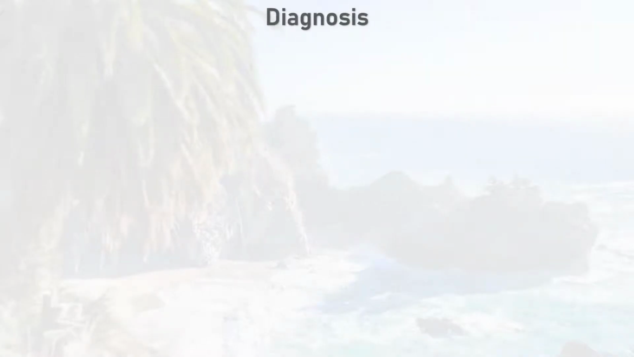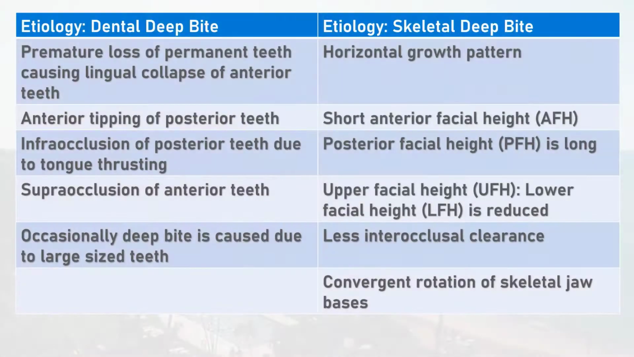Diagnostic aids required are clinical examination, intraoral radiograph, study casts, and lateral cephalogram. Deep bite can be divided into dental and skeletal deep bite following proper diagnosis. Skeletal deep bite may be due to malrelationship of alveolar bones and or underlying mandibular or maxillary bone. Deep bite of dental origin is a type of bite in which the problem lies in the dentition. The various causes for deep bite are described in the table.